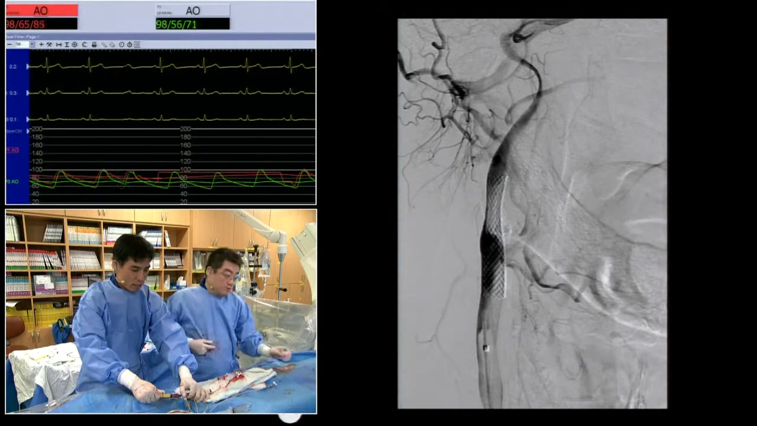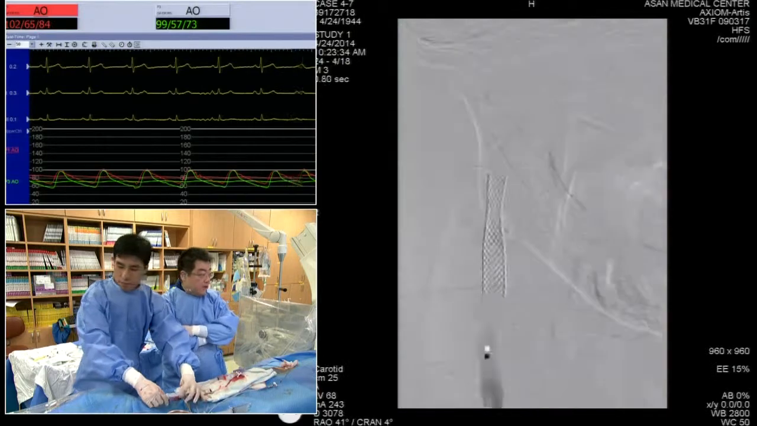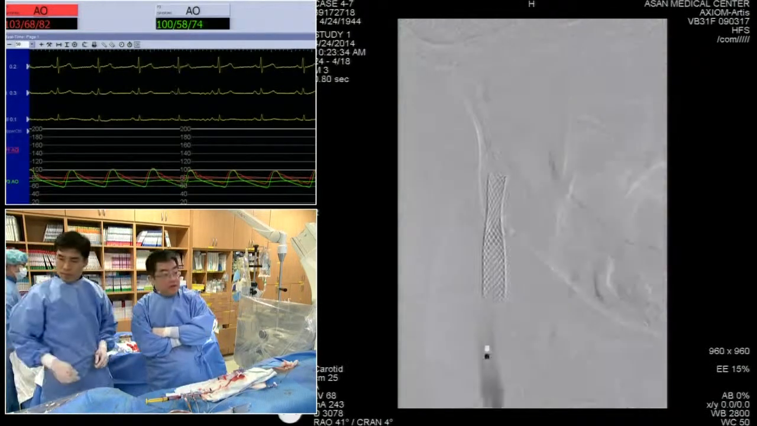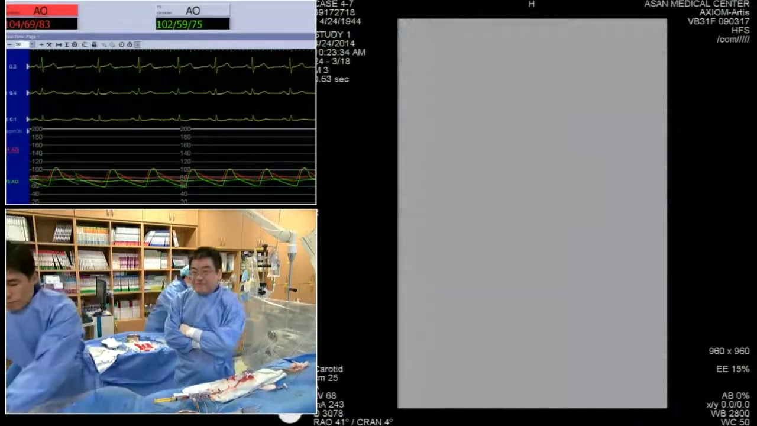Okay. So I think angiographically and clinically, this procedure is successful, and I think it's done. Okay, thank you very much. Thank you. Very well done.